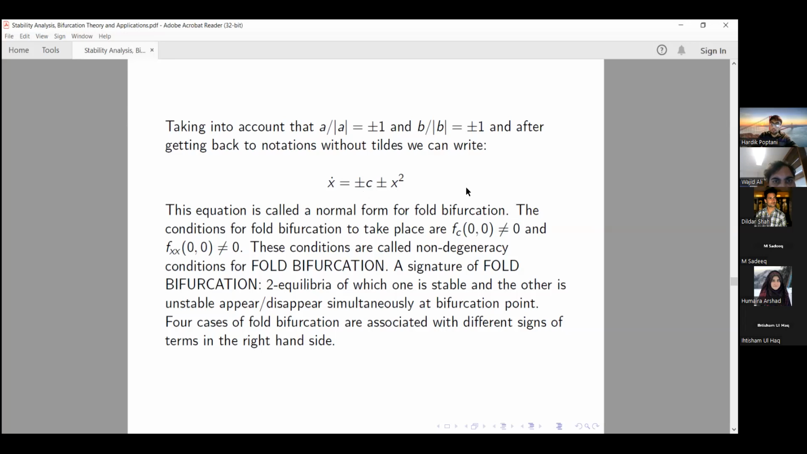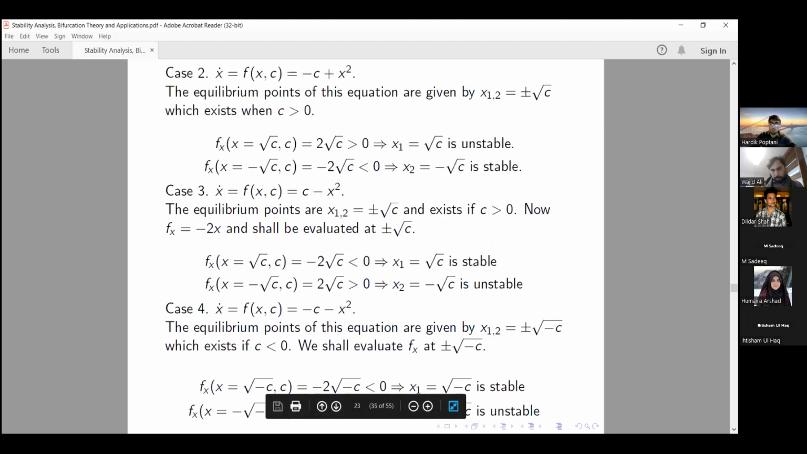So yes, there are 4 possibilities. The conditions for a fold bifurcation to take place are that f of c is not 0 and the second derivative of f with respect to x is also not 0. These conditions are called non-degeneracy conditions for fold bifurcation. A signature of fold bifurcation is that one equilibrium is stable and the other is unstable. So you can see this on the next diagram.